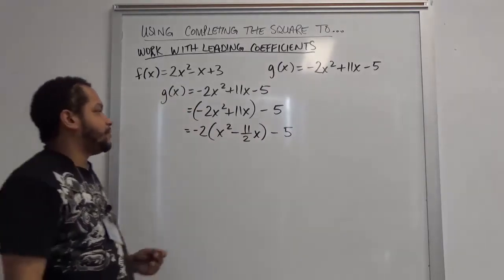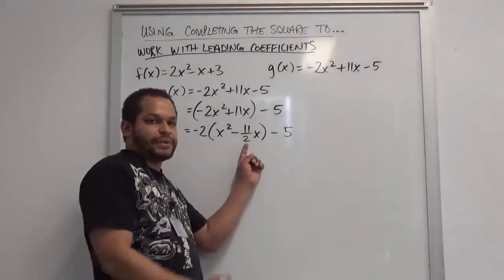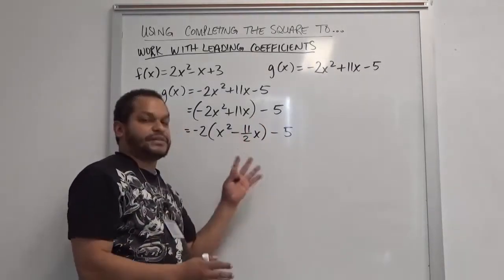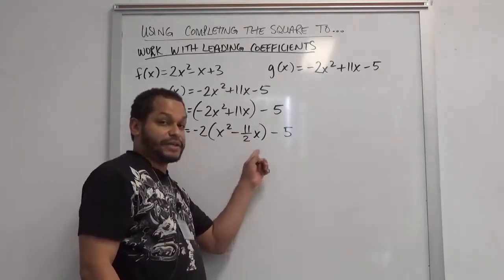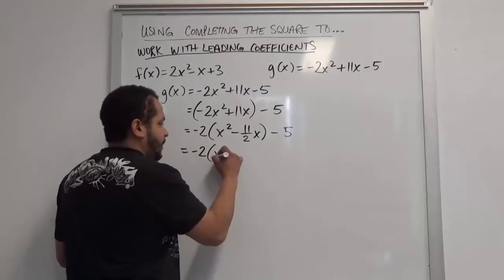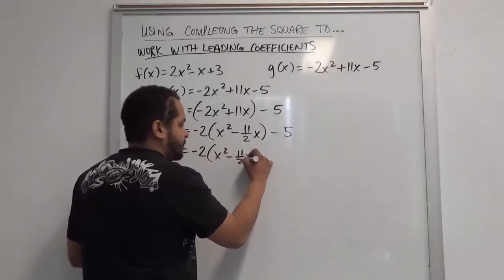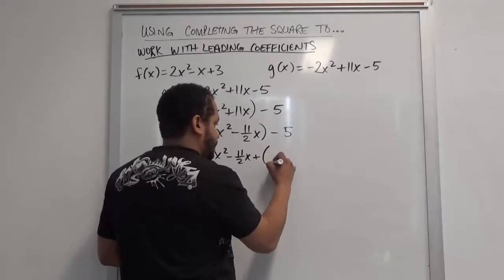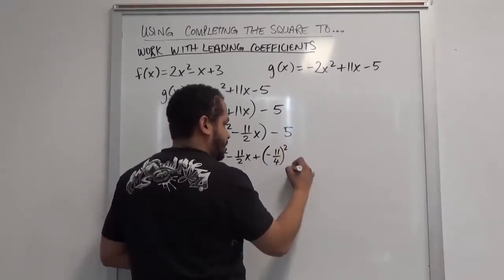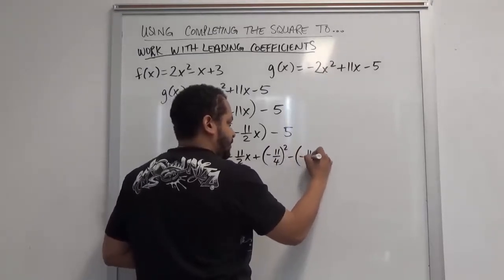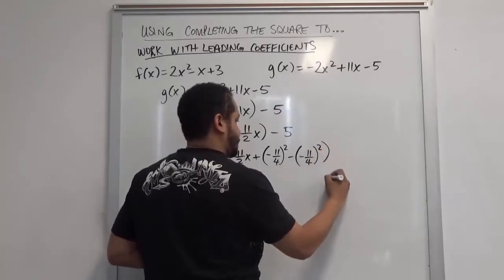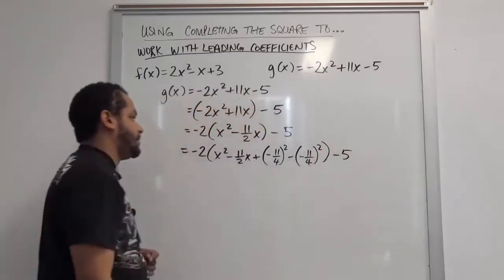And now, again, we're looking to find half of the middle term. We're going to add it and subtract it inside of this parenthesis set. So if you have a fraction, the easy way to do this is just multiply your denominator by 2, and that's actually half your middle term, right? So here we have negative 2, x squared minus 11 halves of x, plus half of the middle term here is going to be a negative 11 over 4 squared minus negative 11 over 4 squared. Close the parentheses, subtract the 5 outside.